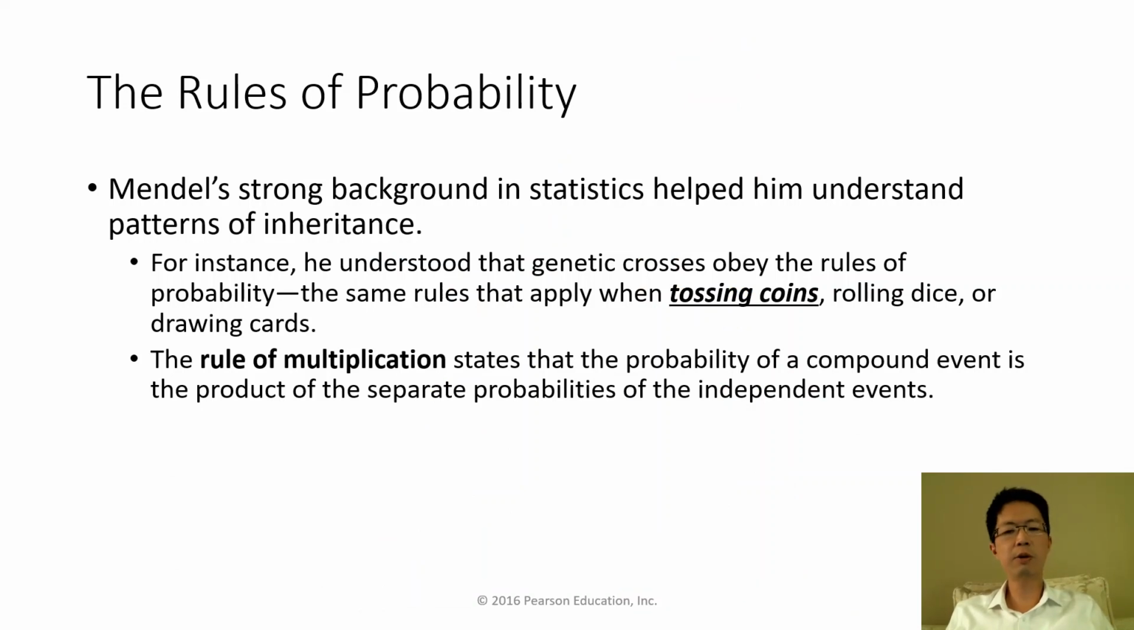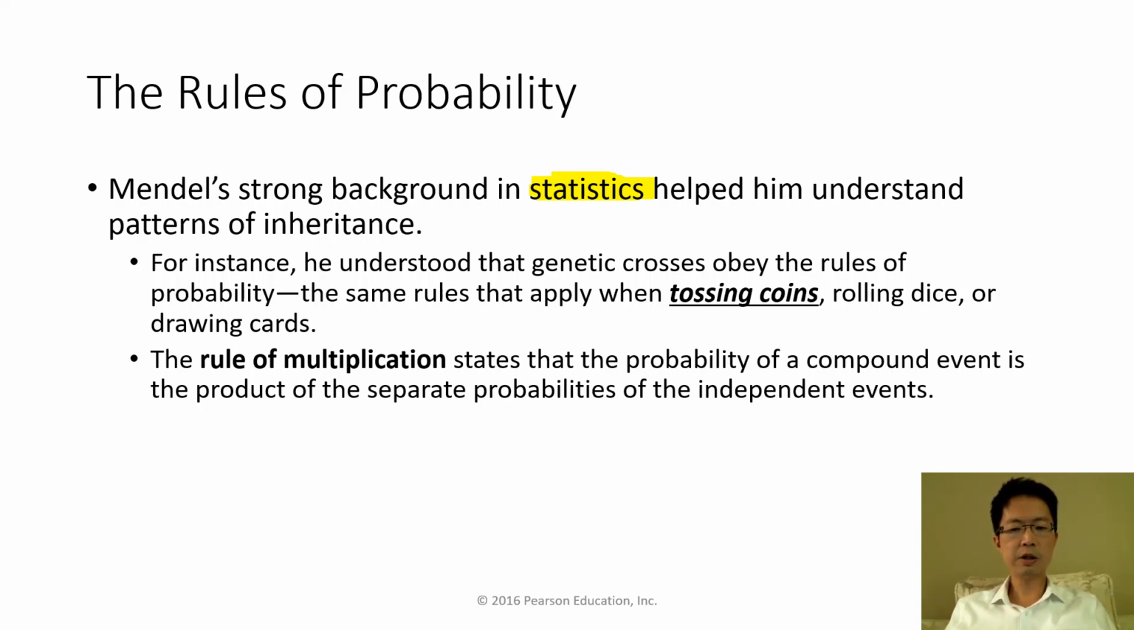Now the rules of probability. For the Mendelian genetics that we studied so far, they all use probability. If you have learned about statistics and probability, you know this is a very simple example of probability. Mendel knew his math really well. He knew statistics really well. That helped him to understand genetics, or the pattern of inheritance.